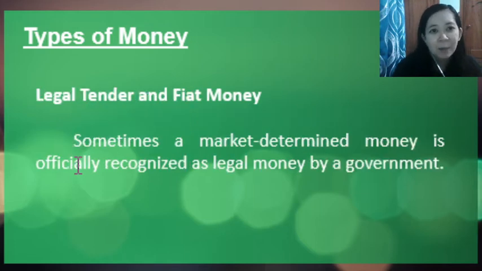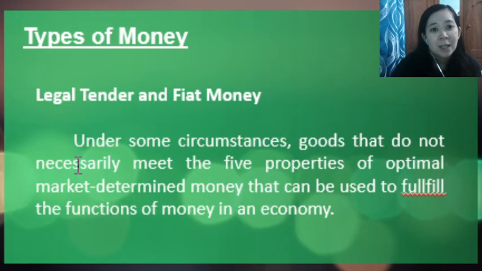Okay, so the next type of money is legal tender and fiat money. Sometimes a market-determined money is officially recognized as legal money by the government, depending on the policy and the law of a particular country. Under some circumstances, goods that do not necessarily meet those five properties of optimal market-determined money can be used to fulfill the functions of money in an economy.